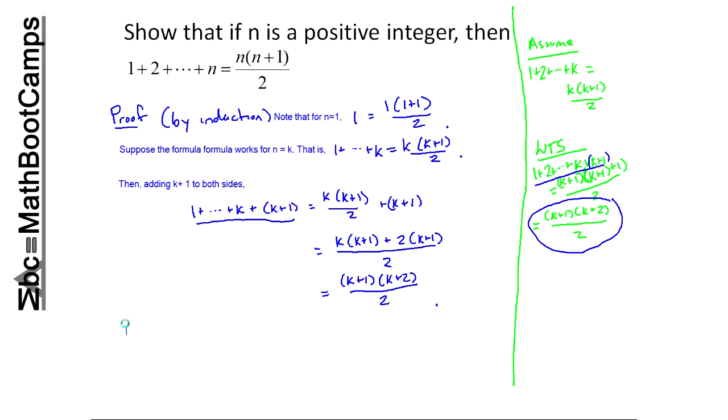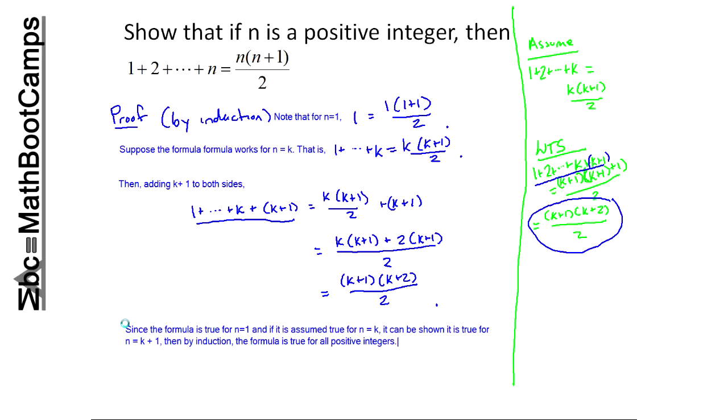But if you wanted to do this, you would say something like, since the formula is true for n equals 1, and if it is assumed true for n equals k, it can be shown it is true for n equals k plus 1, which we did. Then by induction, the formula can be assumed true for all positive integers. And that would be the end of my proof.